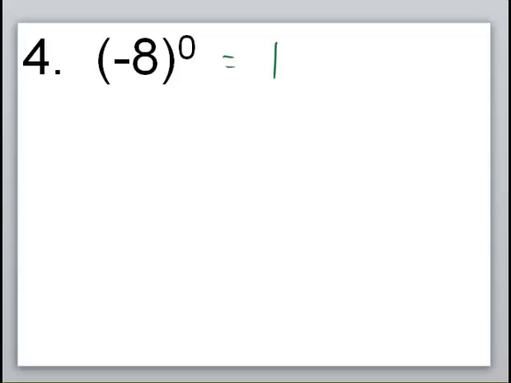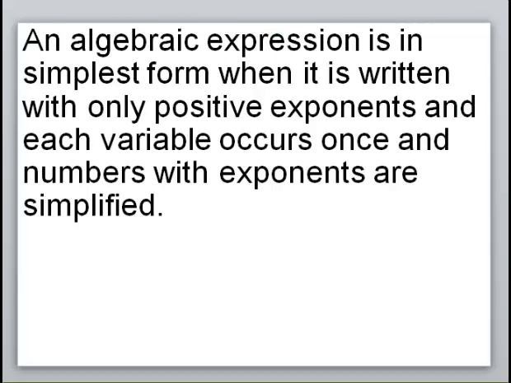Now let's look at a few more that are hard. Before we do that, let's go ahead and write this down. An algebraic expression is in simplest form, and this is what I just said. I don't want to see any negative exponents written in your final answer. So you know an expression is simplified when it has all positive exponents left in it. So we get ready to go on here.